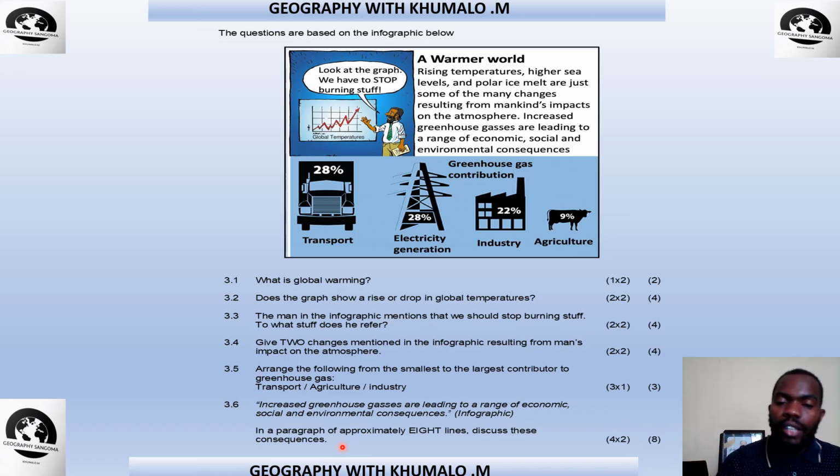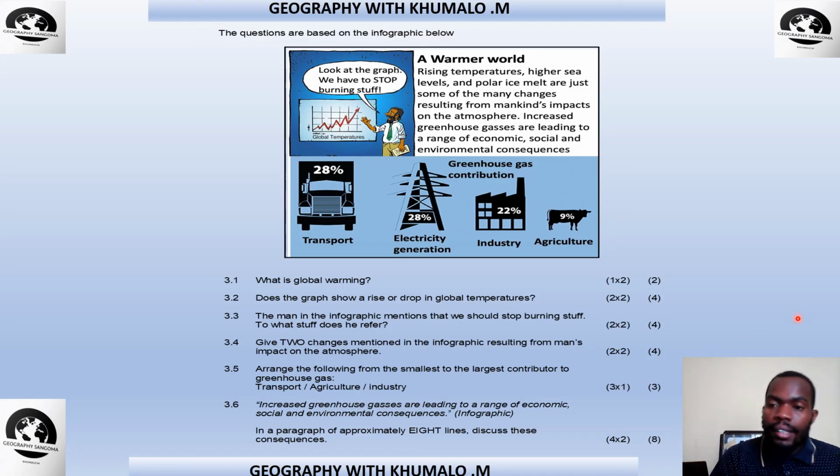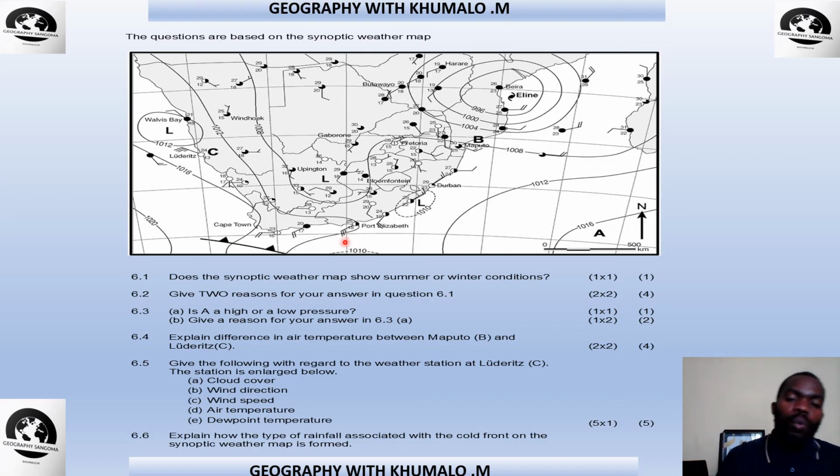So you get questions like define or what is global warming, questions on the graph, and so on. And one of the questions that you are going to meet is the question that you started in social sciences, which is a paragraph question. In a paragraph of approximately 8 lines, discuss these consequences. So that's where you discuss your consequences in terms of the process of global warming. Now that is an example of one of the questions. The other question is the synoptic weather map. You can see here the questions on the synoptic weather map.